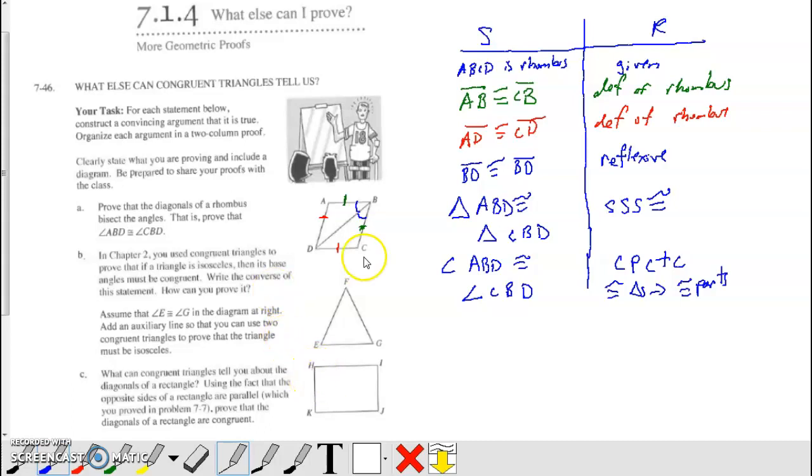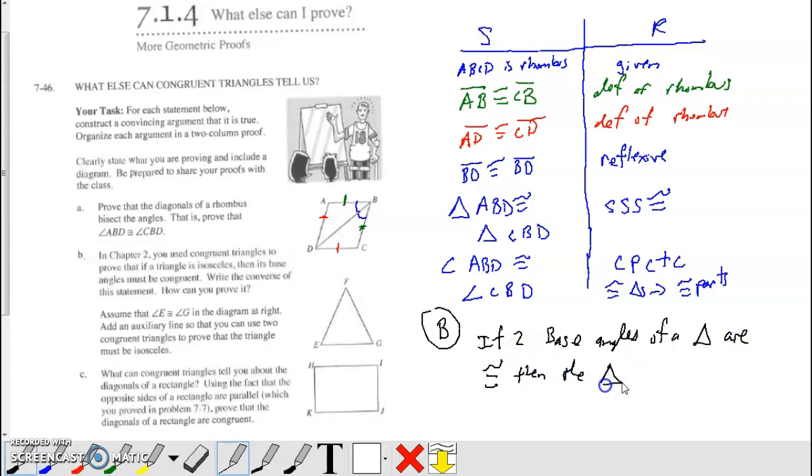All right, let's look at number 2. In chapter 2, we use congruent triangles to prove that if a triangle is isosceles, then the base angles must be congruent. We want to write the converse of this statement. It says, how can you prove this? So the first thing we want to do is write a converse. So our converse for part B will be this: if two base angles of a triangle are congruent, then the triangle is isosceles.